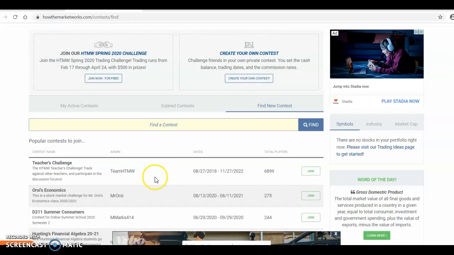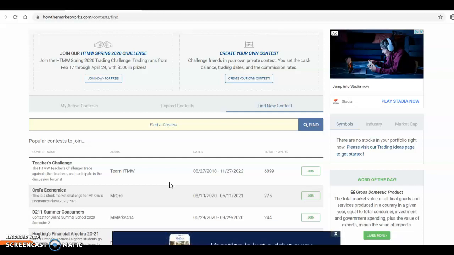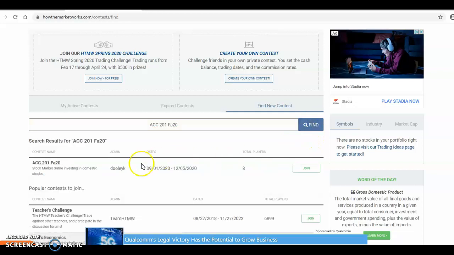Now, when you join contests, there's a zillion public contests. You're welcome to join them, but that's not our class contest either. So you need to put in the Find Contest search box our ACC space 201 space FA 20. Okay, and I believe it is case sensitive. Click on Find, and there it is, Accounting 201. You would just click on this join, and that would join you into the contest. Okay?